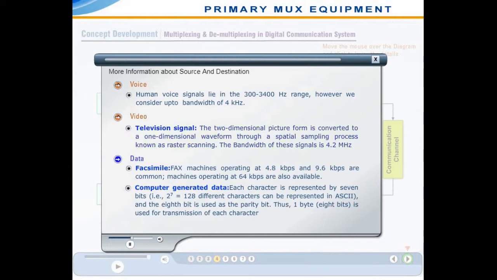Data. Facsimile. Fax machines operating at 4.8 kilobits per second and 9.6 kilobits per second are common. Machines operating at 64 kilobits per second are also available. Computer-generated data. Each character is represented by 7 bits, and the 8th bit is used as the parity bit. Thus, 1 byte or 8 bits is used for transmission of each character.